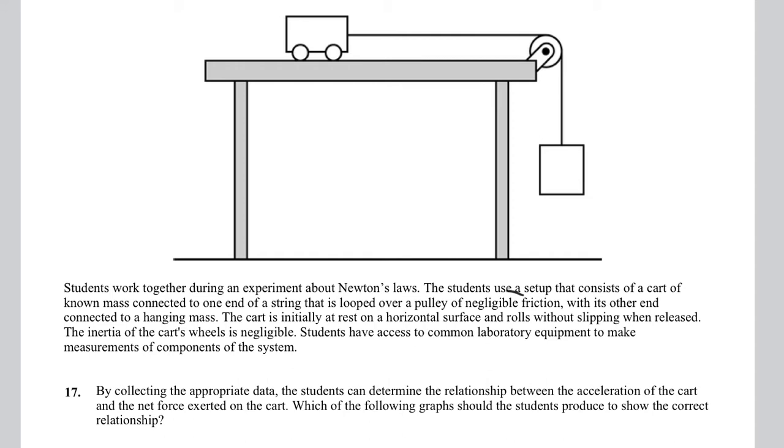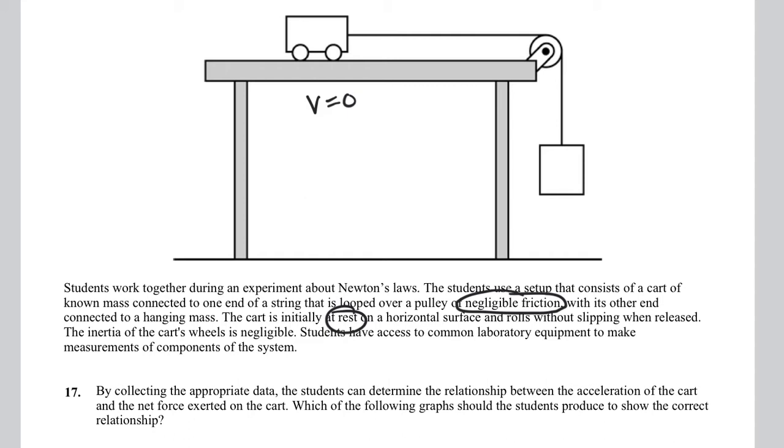So I'm not going to read this whole thing, but I just know that friction is negligible with its other end connecting to a hanging mass. So we know also that the cart is at rest, so initially velocity would be 0. And we also know that students are trying to complete this as a lab.